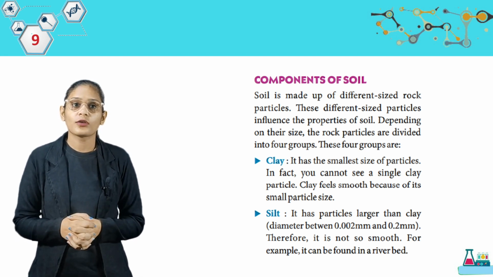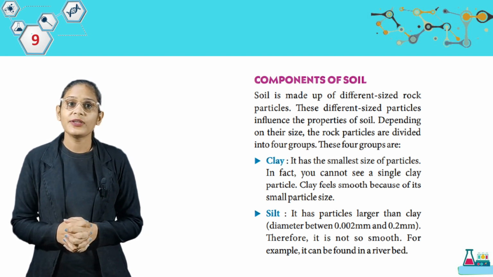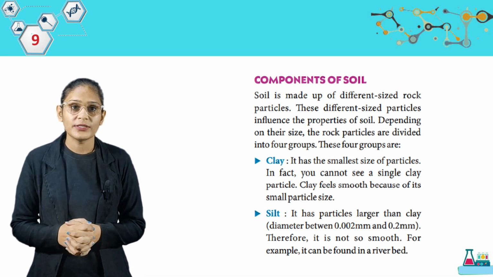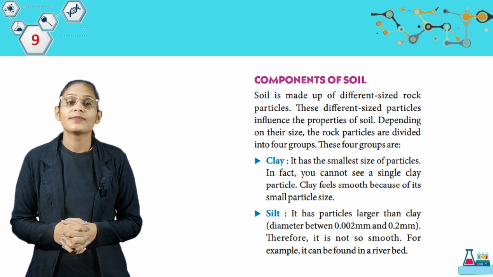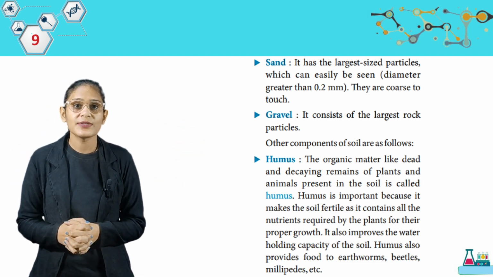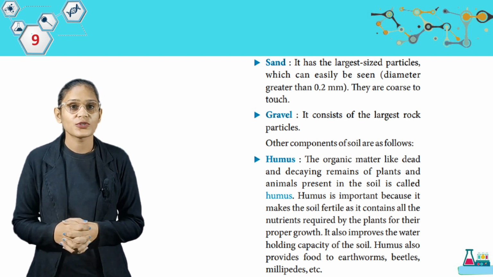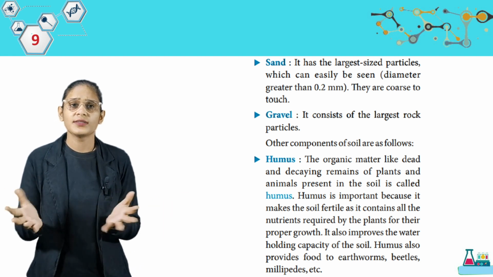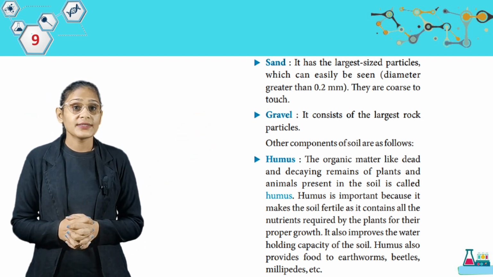Clay feels smooth because of its small particle size. Then we have silt. It has particles larger than clay, diameter between 0.002 millimeter and 0.2 millimeter. Therefore, it is not so smooth. For example, it can be found in a river bed. Then we have sand. It has the largest size particles which can easily be seen, diameter greater than 0.2 millimeter. They are coarse to touch. So students, sand ke particles kya hote hain? Kafi bade hote hain. You can see sand at your homes, at your gardens and everywhere. Now we have gravel. It consists of the largest rock particles.